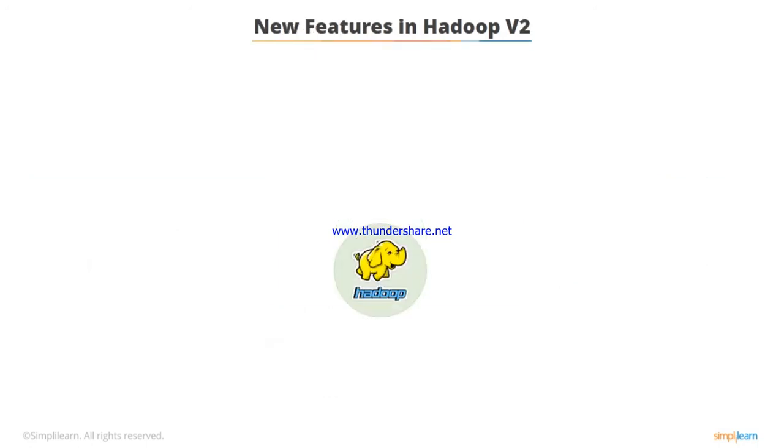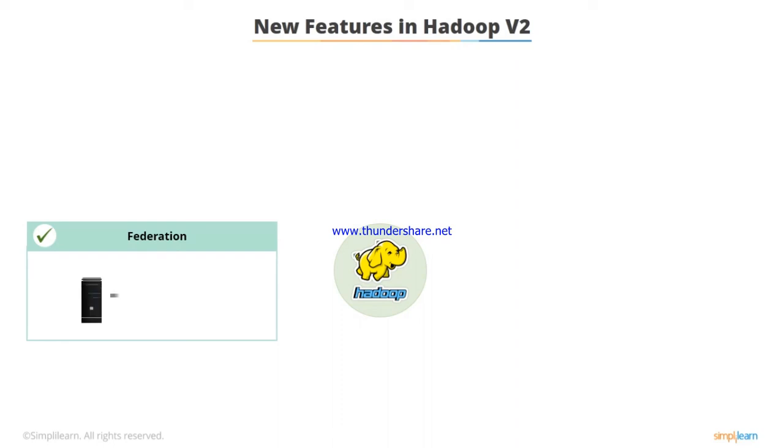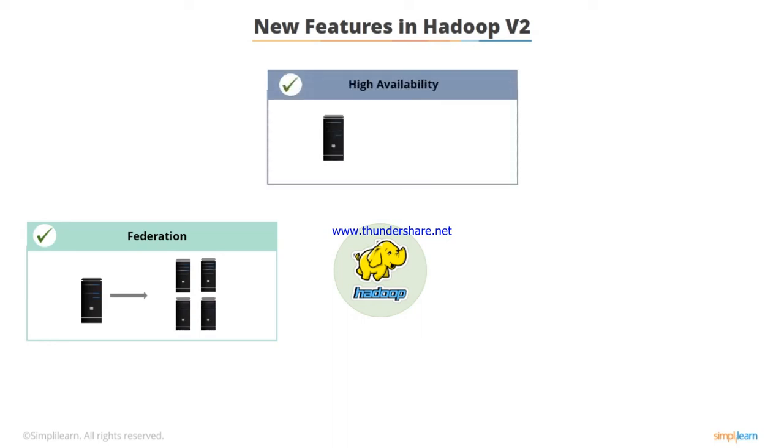Hadoop version 2 includes features which overcome the problems we just discussed. The feature Federation allows multiple name nodes and namespaces. This means more RAM can be utilized. The high availability feature allows active as well as standby name nodes. It facilitates both manual and automatic failover.